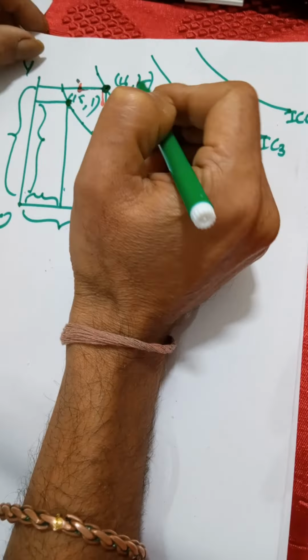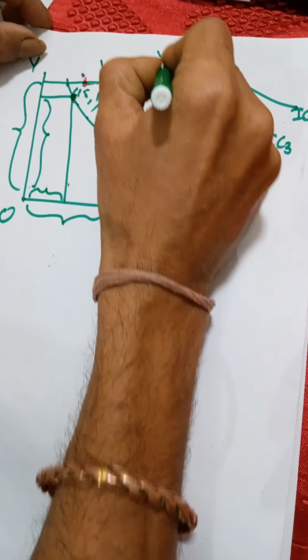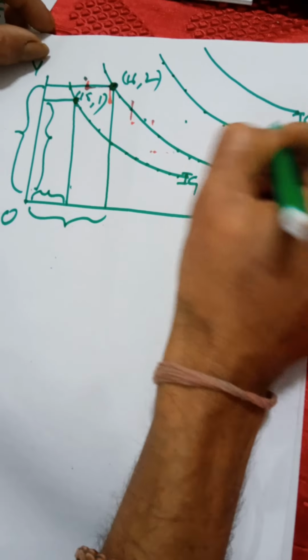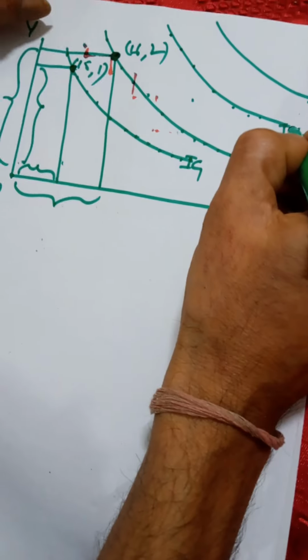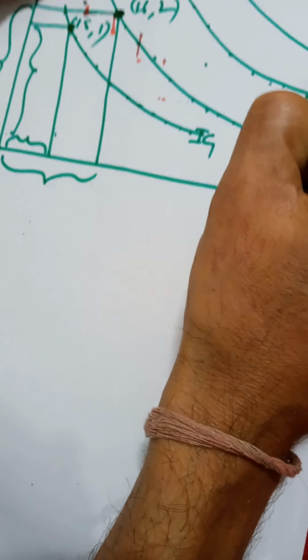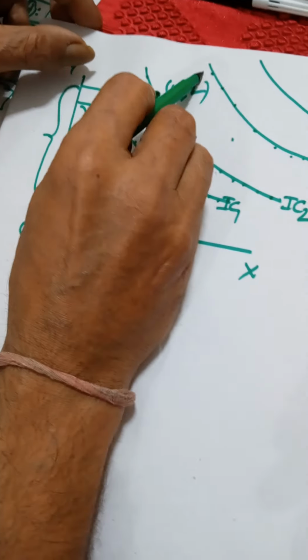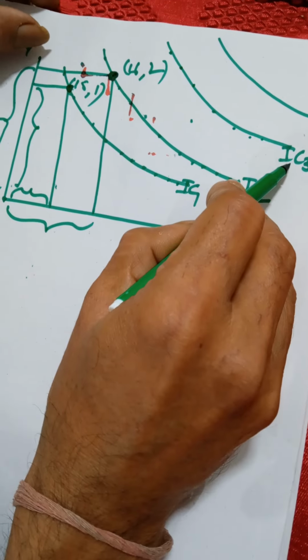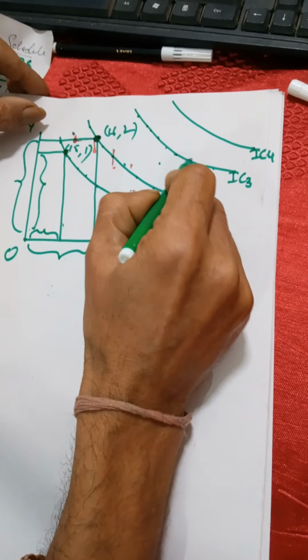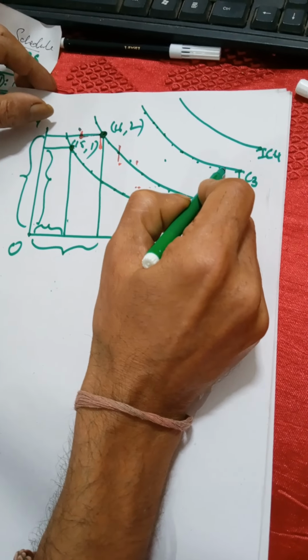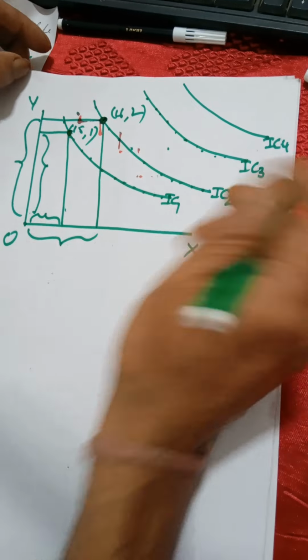In the same way, all the points on indifference curve 3 give the consumer the same amount of satisfaction. That means the consumer is indifferent between all the points on this indifference curve, that is IC3. There are innumerable points on any indifference curve. Innumerable points means that there can be innumerable combinations of two goods X and Y.